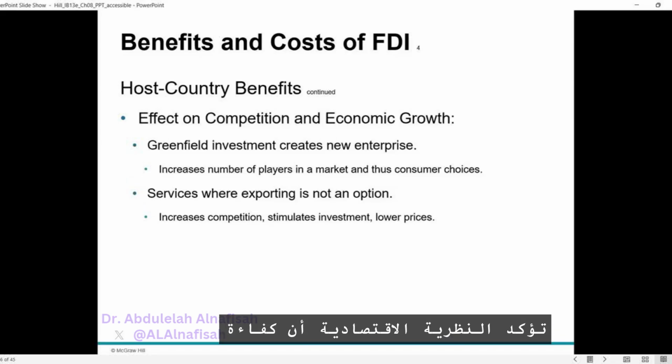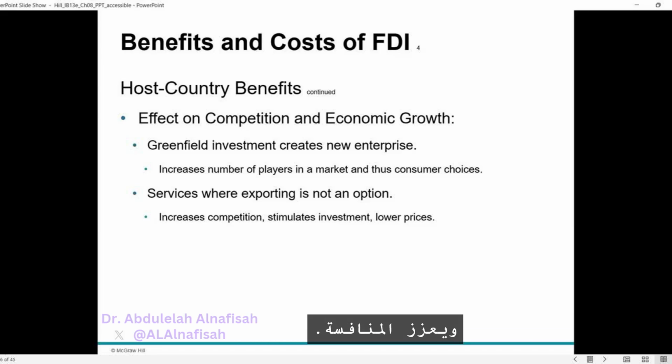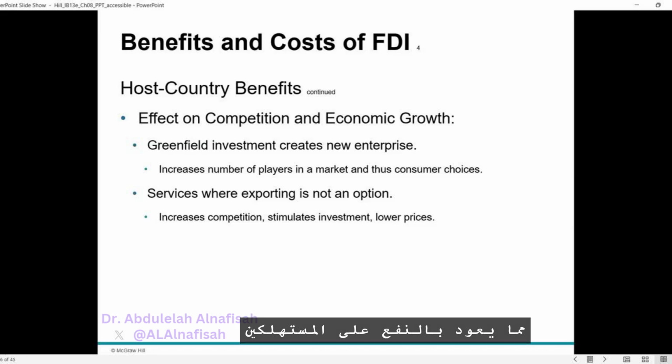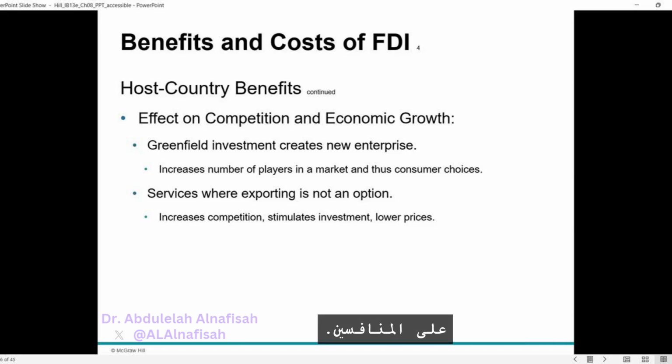Economic theory emphasizes that market efficiency hinges on robust competition among producers. Greenfield FDI, creating new enterprises, expands market players, enhancing consumer choice and fostering competition. Heightened competition can drive prices down, benefiting consumers and spurring firms to invest in technology and innovation to outperform rivals. This can lead to long-term gains like productivity growth, innovation, and economic expansion.